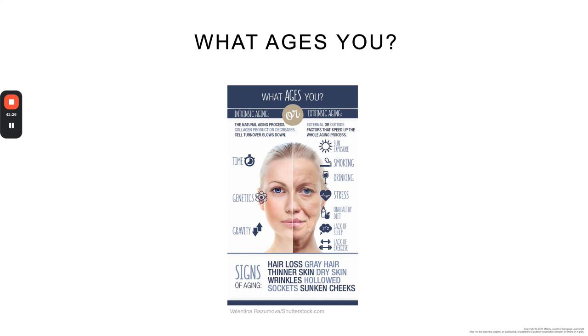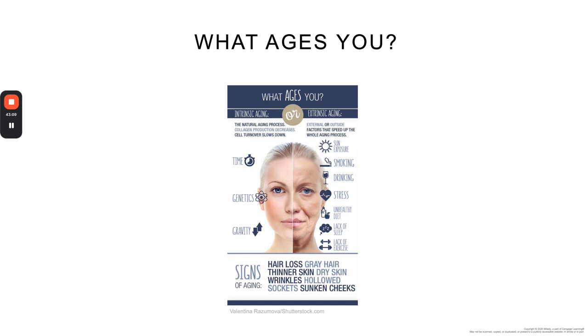So as we look at this chart, basically there's two things that age us. Either we have intrinsic aging, right? Intrinsic aging is things that we don't really have control over, or internal things: time, our genetics, gravity. Then you have extrinsic, because you're going to see those two terms. Extrinsic means anything that's external that causes the aging. So, sun exposure, smoking, drinking, stress, having an unhealthy diet, lack of sleep, lack of exercise, okay?